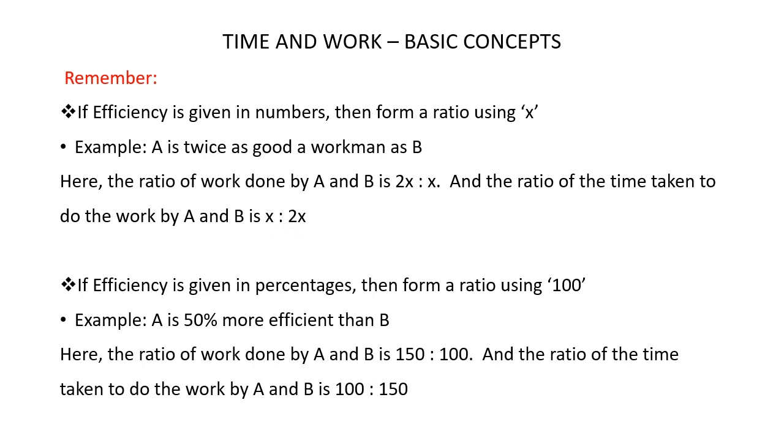If efficiency is given in percentages, then form a ratio using 100. For example, A is 50% more efficient than B. Here, the ratio of work done by A and B is 150 is to 100. And the ratio of the time taken to do the work by A and B is 100 is to 150.